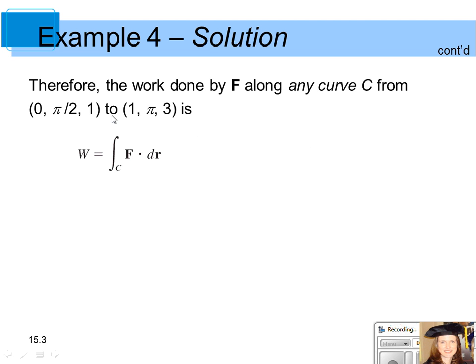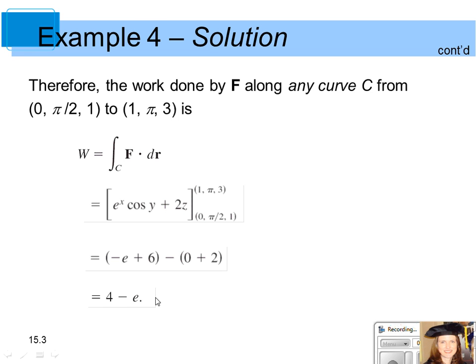Now to calculate the work done on any curve, since the vector field is conservative, you can evaluate the potential function at the endpoint and at the start point. So we're evaluating that potential function at the ending point and the starting point and subtracting to get the work is 4 minus e.